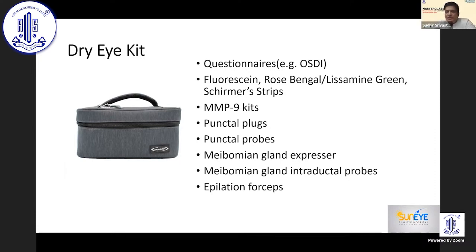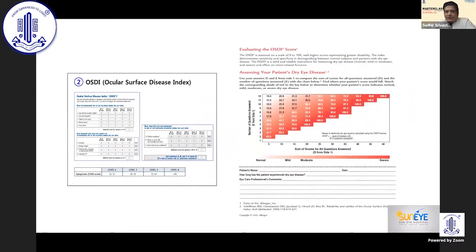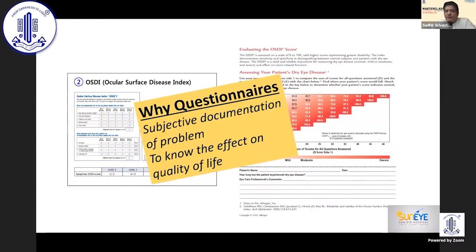So you can at least judge your patient and the ocular surface pre-operatively, and not only in cataract surgery, but it also helps in refractive surgery. So different questionnaires, when we ask why they are required, it is because we have to do documentation.